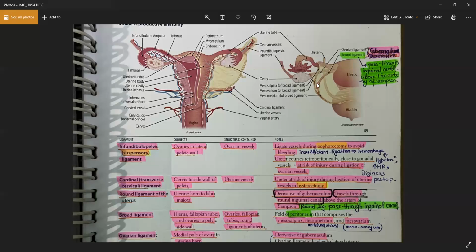Please note, this broad ligament is actually a peritoneum in the abdomen. So whenever step one asks you what genital organs are intraperitoneal, you will always answer the round ligaments, the ovarian ligaments, and the fallopian tube. Okay, they are the intraperitoneal structures.